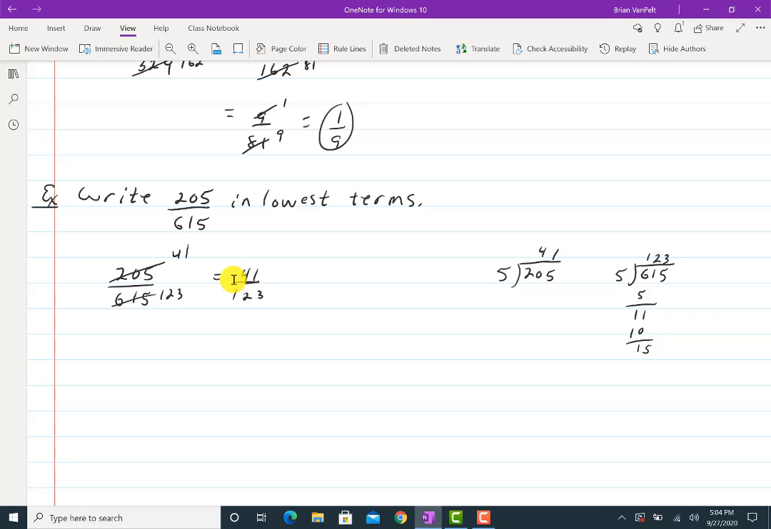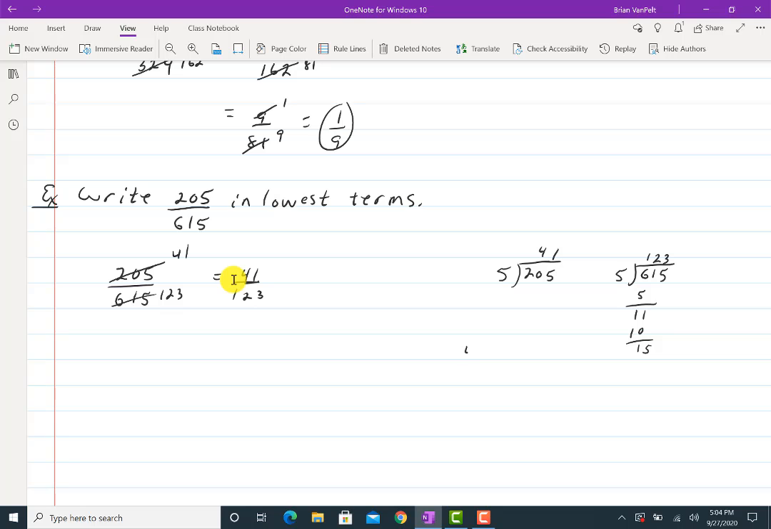Now we're kind of stuck here because 41, in case you didn't know it, is a prime number. That means nothing except for 1 and itself is going to go into 41 evenly. So I can't do anything with 41. All I can hope for is that 41 goes into 123, and then I can simplify that way.